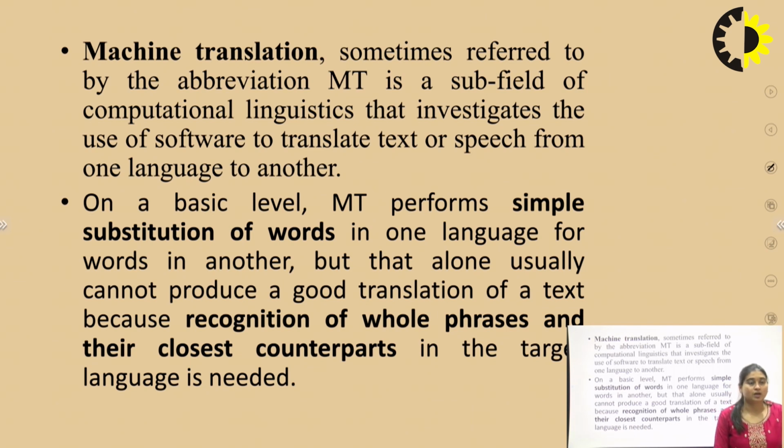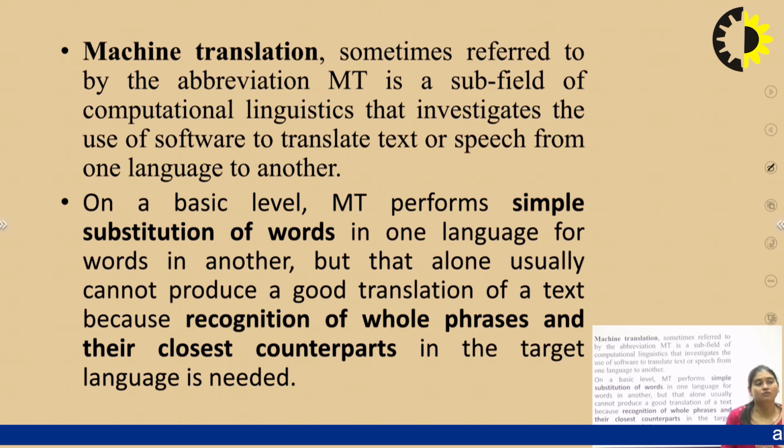On the basic level, it performs a simple substitution of words in one language for words in another. For example, if I want to convert a sentence from English to French, there will be simple word substitution. But that alone usually cannot produce a good translation of a text, because recognition of whole phrases and their closest counterparts in the target language is needed. Recognition of these things is very important. Word substitution alone doesn't suffice.